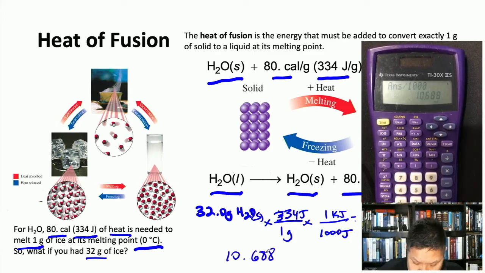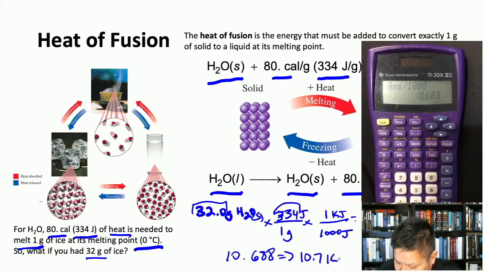right? So we needed 3 sig figs, right? Because our smallest number of significant figures is there, 3 significant figures right there, which means that is going to be rounded to 10.7 kilojoules. That's how much energy is required to melt 32 grams of ice. Fun stuff.